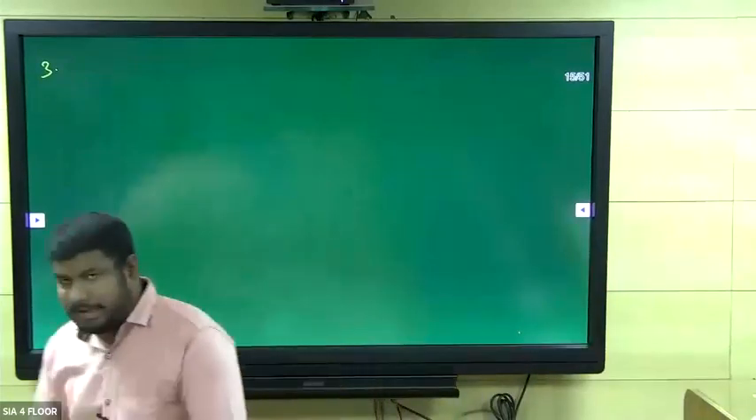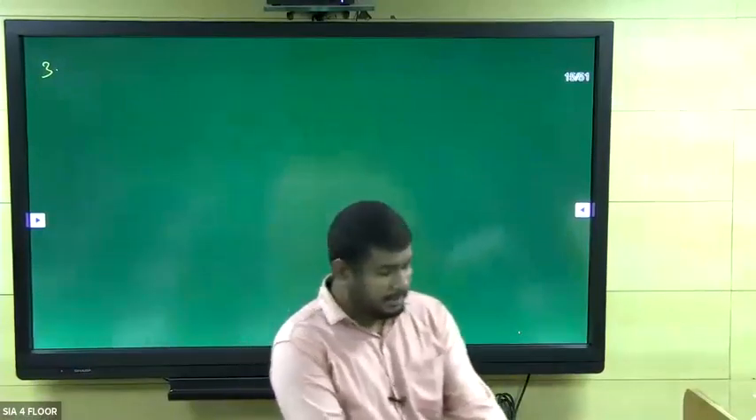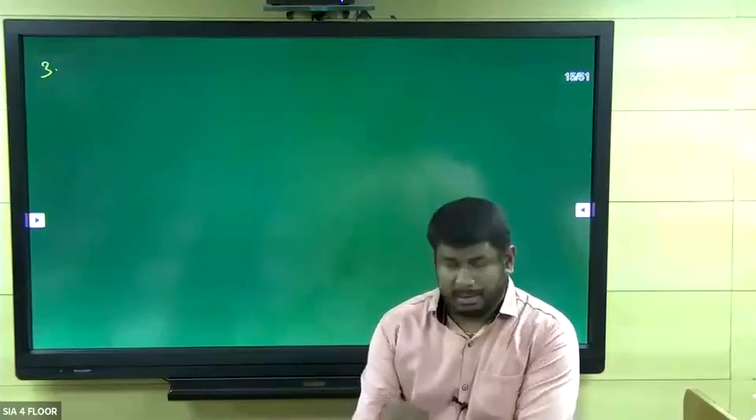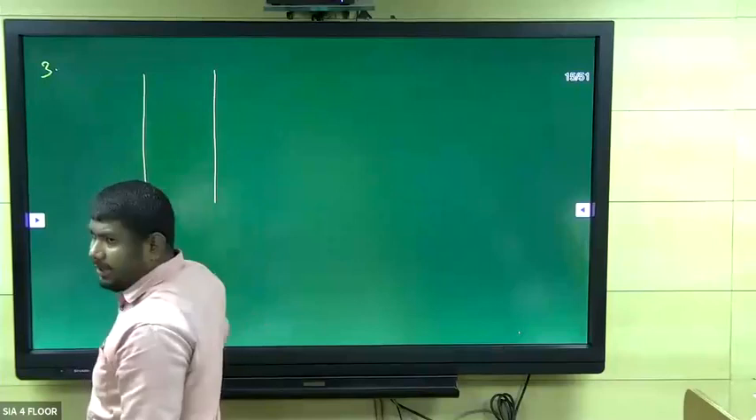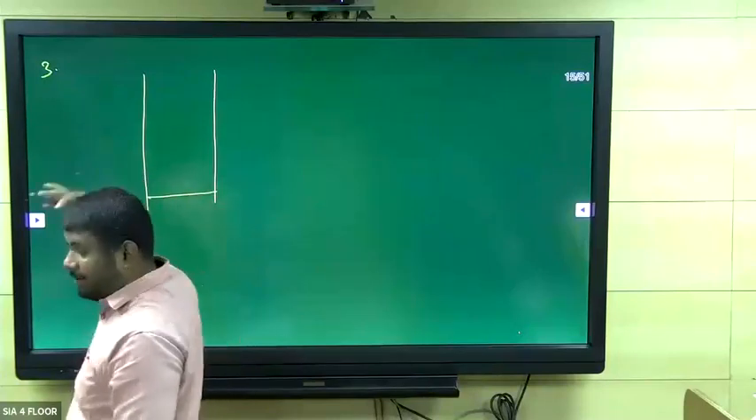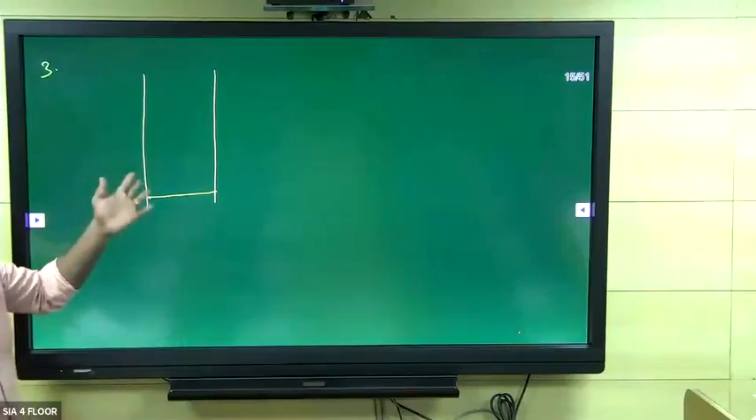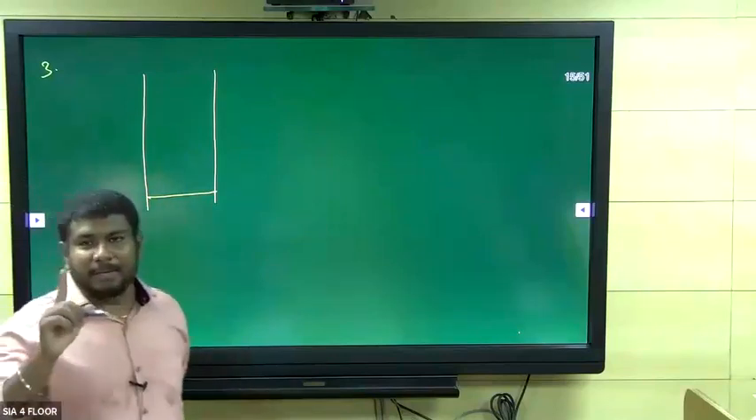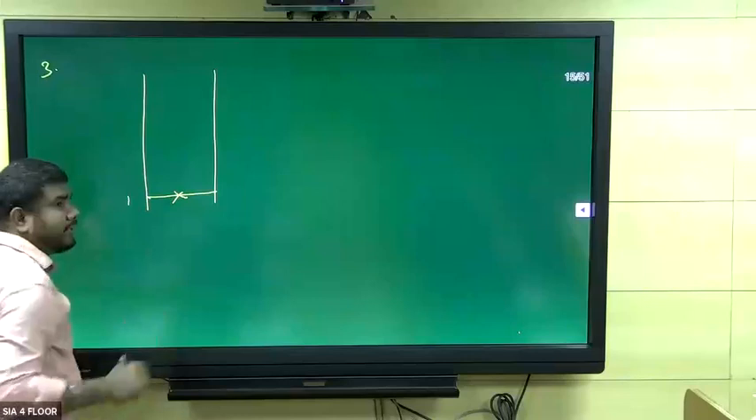Read the question. A person is standing on the first step from the bottom of a ladder. This is a ladder. Assume that this is a ladder. It doesn't look like a ladder, but assume that it is. So you are standing on the first step of a ladder. This is the first step, right?